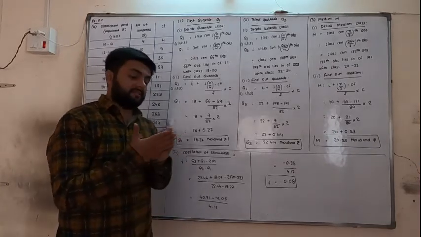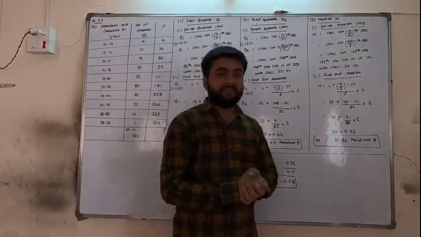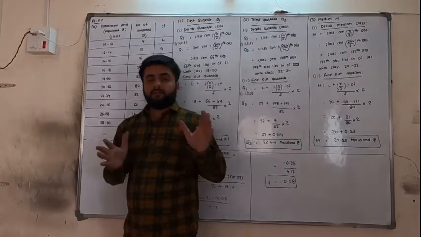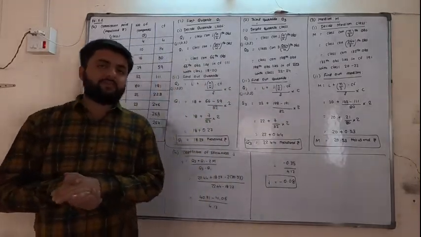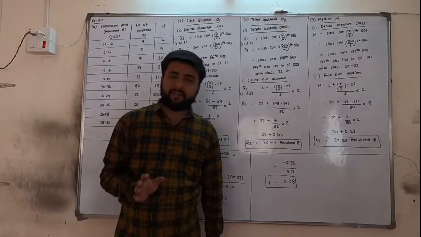So friends, this chapter is now completed because both of the methods, the main sums, are over. Now small sums we will take at the time of revision. So this chapter is completed today.